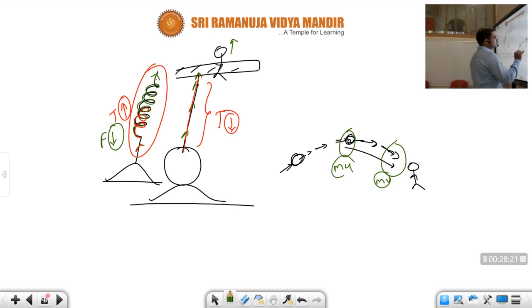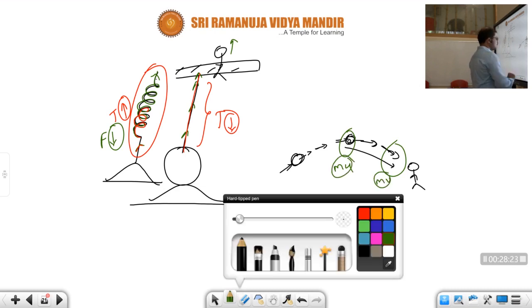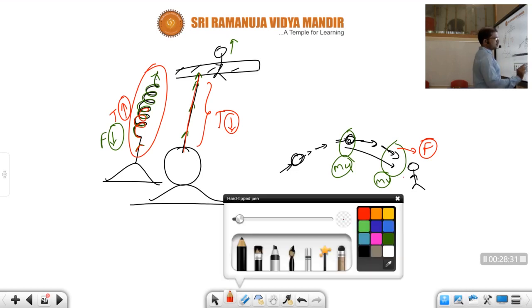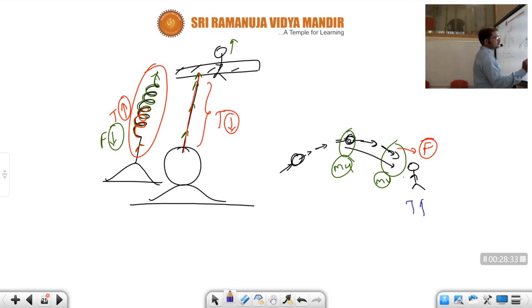Due to this change in momentum, what will happen, children? This is going to exert some force. You need to decrease this force. For that, what will this person do, children? He will increase the time of impact. That is the only way you can avoid impulse.